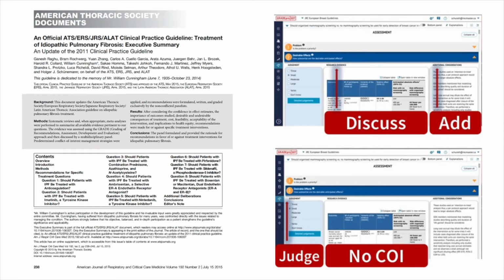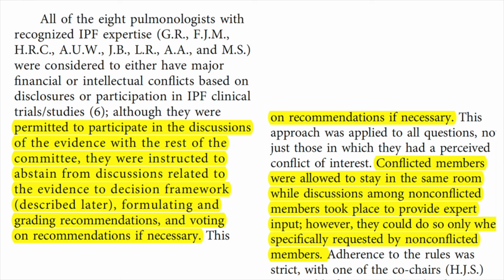I'm going back to the example about idiopathic pulmonary fibrosis, where we laid out the difference between expert opinion and evidence. So again, this was a panel with 17 panel members. I mentioned to you how we go about developing a recommendation. Everybody on the panel was allowed to discuss and add information. Those who had a conflict of interest were not part of the actual judgment process. And here is just a brief explanation.